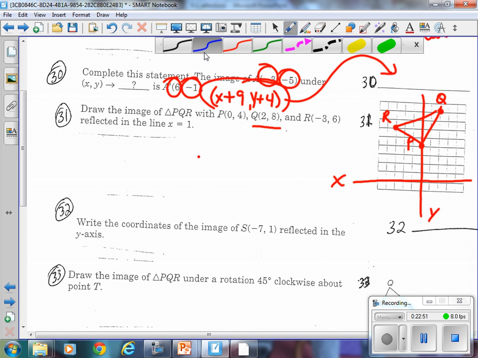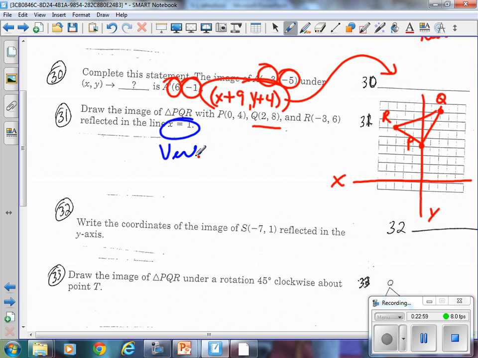They want us to reflect it over y, or I'm sorry, x equals 1. Anytime you reflect something over x equals 1, remember that's going to be a vertical line.